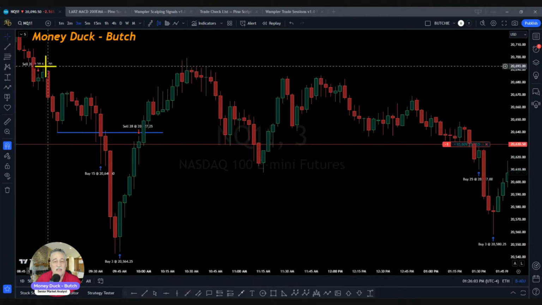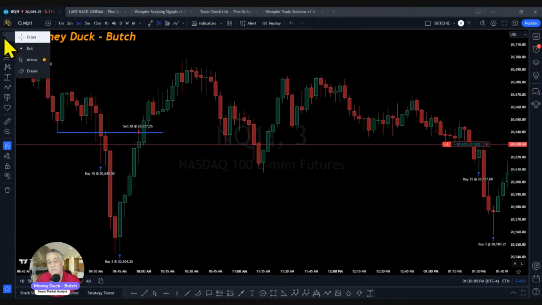I would leave my trade markers on. Let me switch over to the arrow. So I would leave the trade executions on and just go through in replay mode. And as the trade executions come up, then I would close out partial or re-entry. Okay.